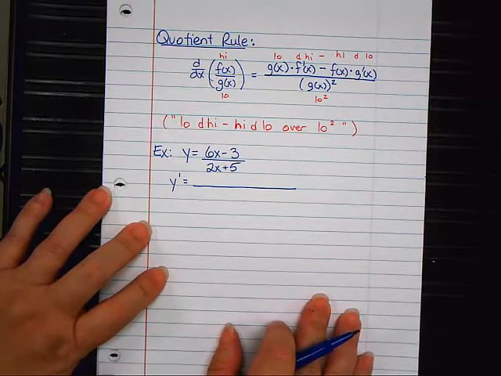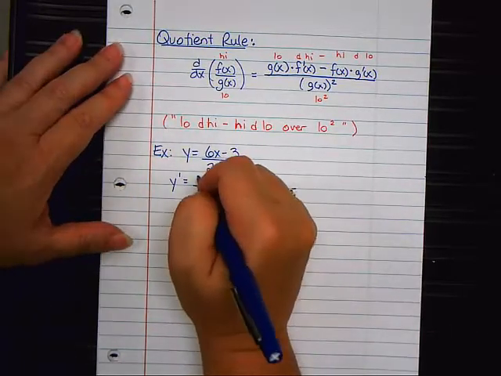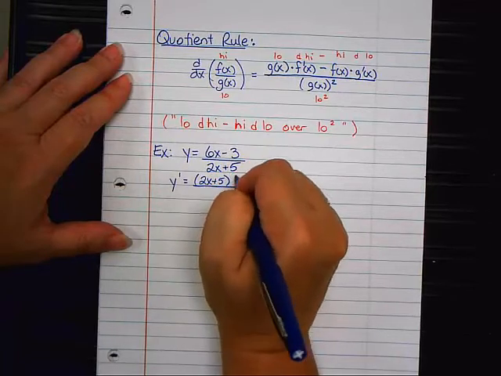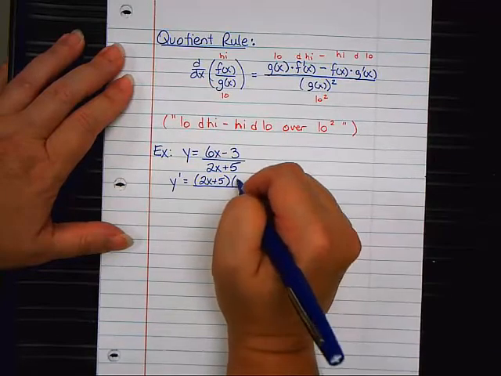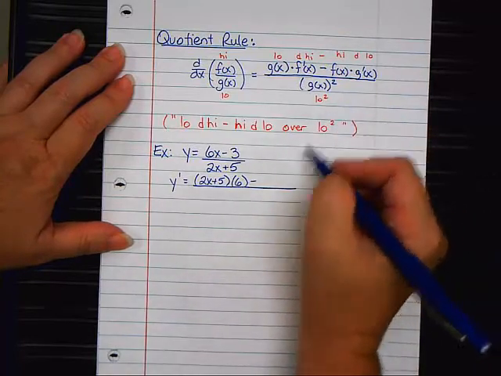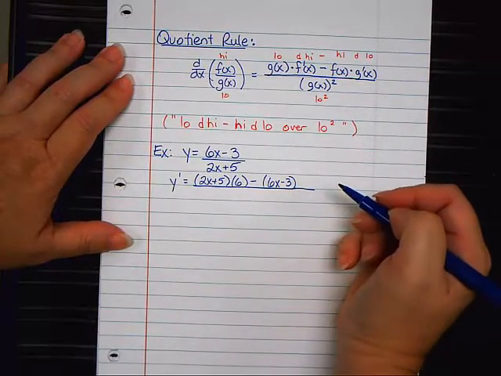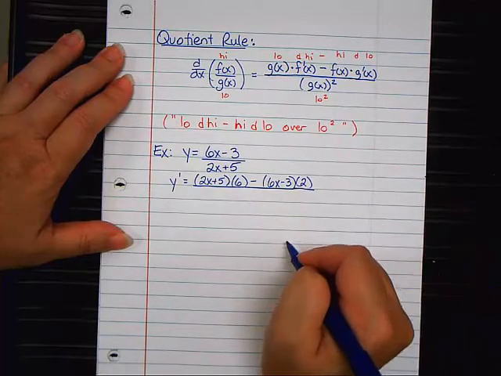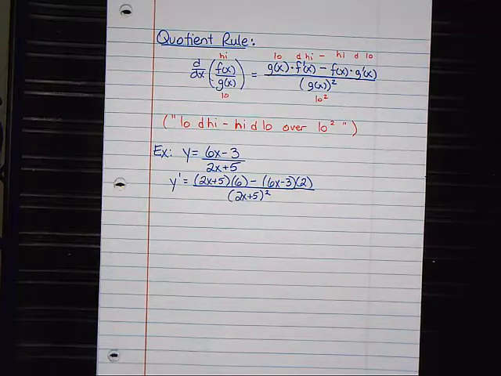Okay. Do you think it matters whether I go high D low first or low D high first? Yes, it does. It does matter because of the subtraction. You must start low, low D high. So we copy low, which is 2x plus 5, times D high. What is D high? 6. So just the number 6. Minus, copy high, 6x minus 3. What is D low? It's just 2 over low squared. So we just did it. Low D high minus high D low over low squared.